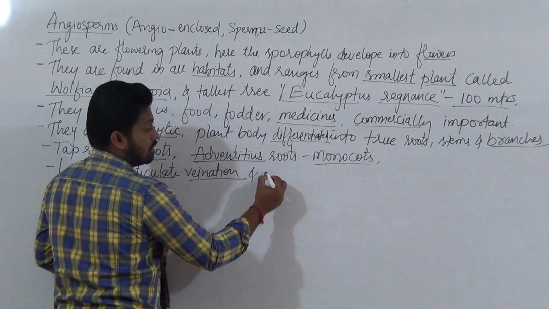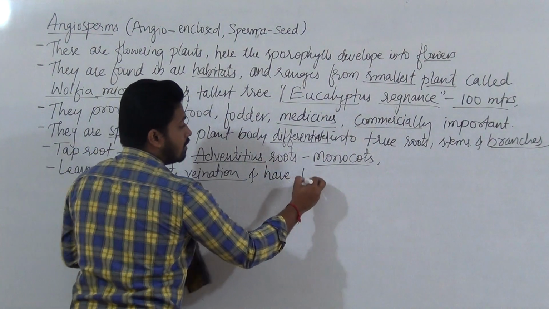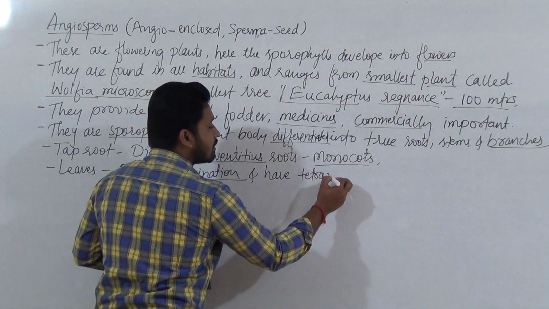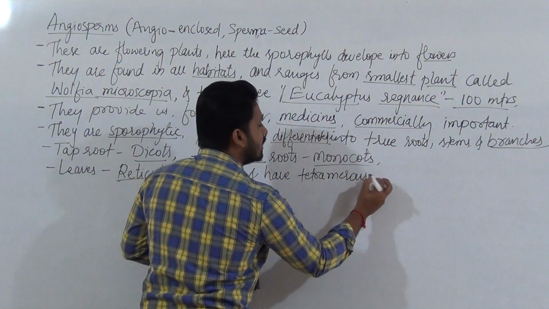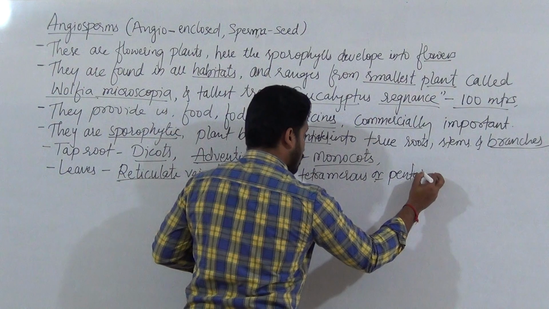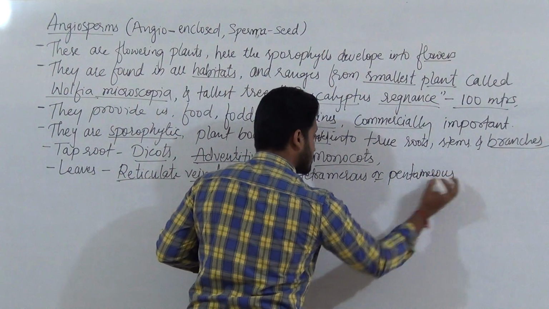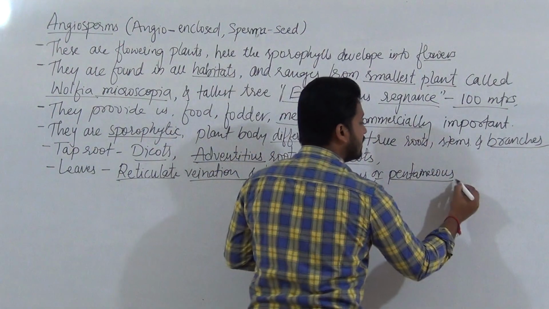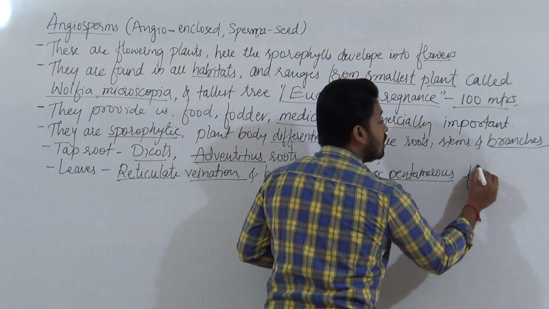and have tetramerous or pentamerous. Very important feature because it is mentioned in NCERT. Tetramerous and pentamerous floral whorls.